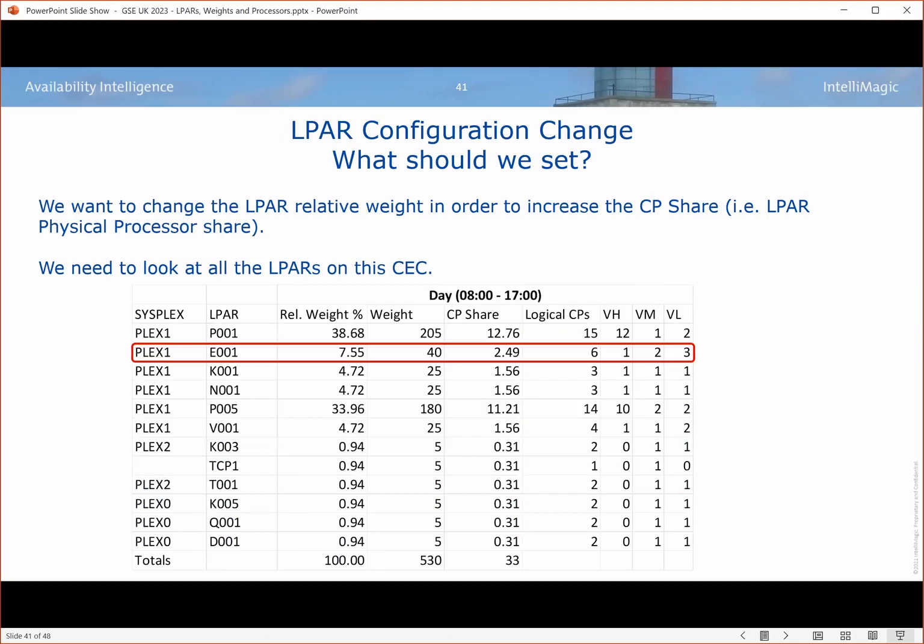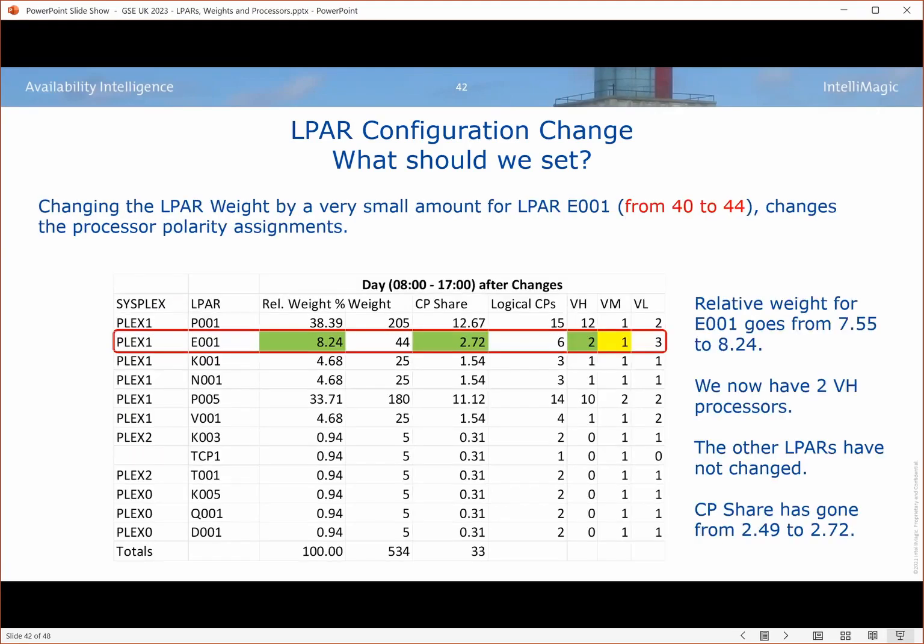Okay, so I said I wanted to change the relative weight in order to modify that CP share. So currently, for this LPAR, the weight is 40, i.e. a relative weight of 7.55%. So when I change the value from 40 to 44, I've changed the relative weight to 8.24%. Not a huge difference. If I look at the number of logical CPs, I didn't touch that. We still have 6 defined. But the number of vertical highs has changed from 1 to 2. And the number of vertical mediums has decreased from 2 to 1.